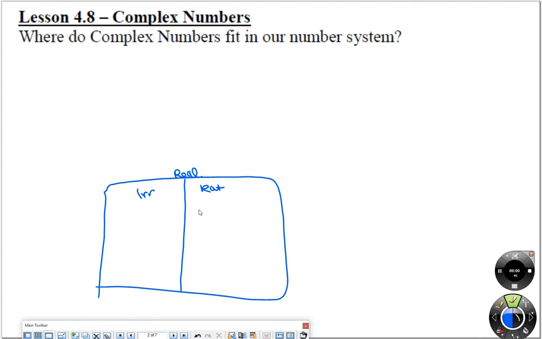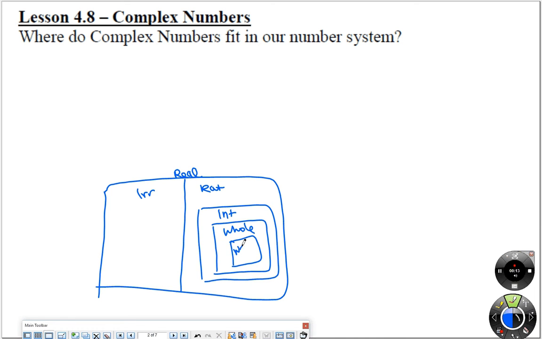System, you know. There are real numbers. They split as irrational and rational. And then within the rationals, you have things like integers, and then like whole numbers, and natural numbers, right? That's what you know.